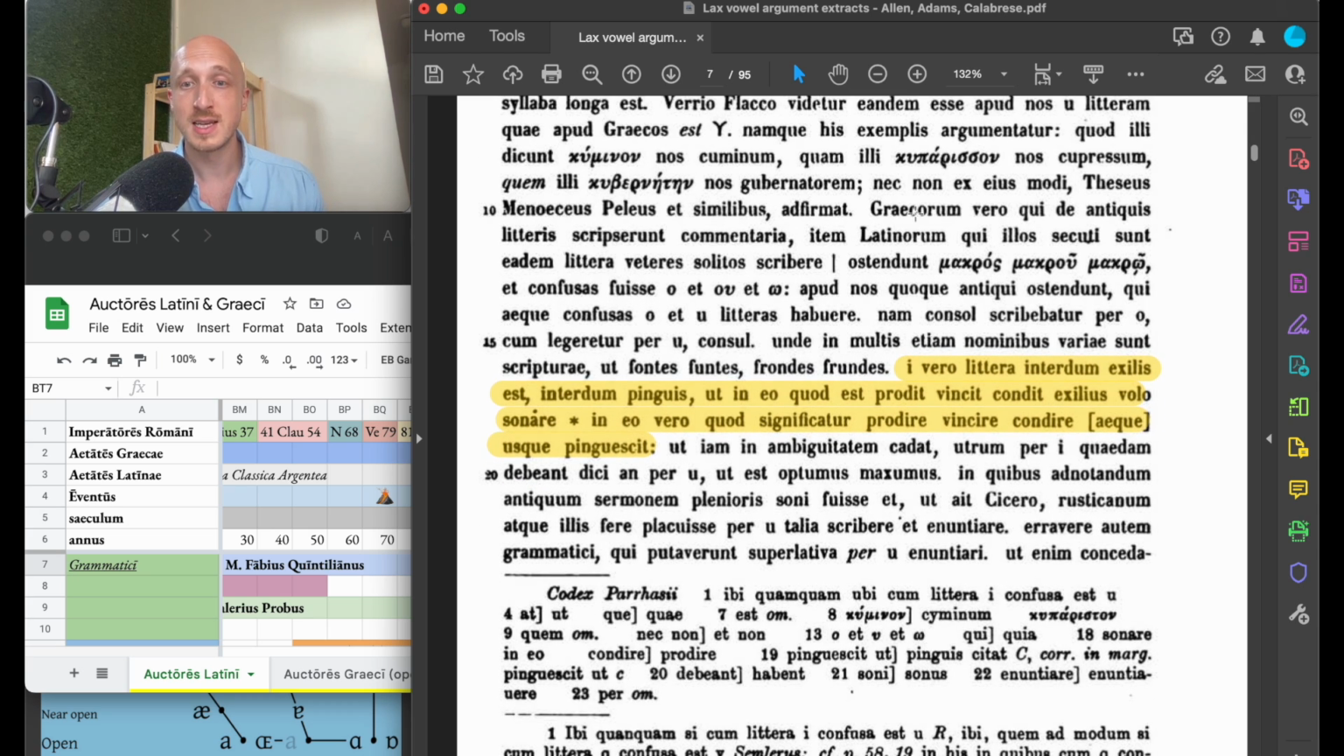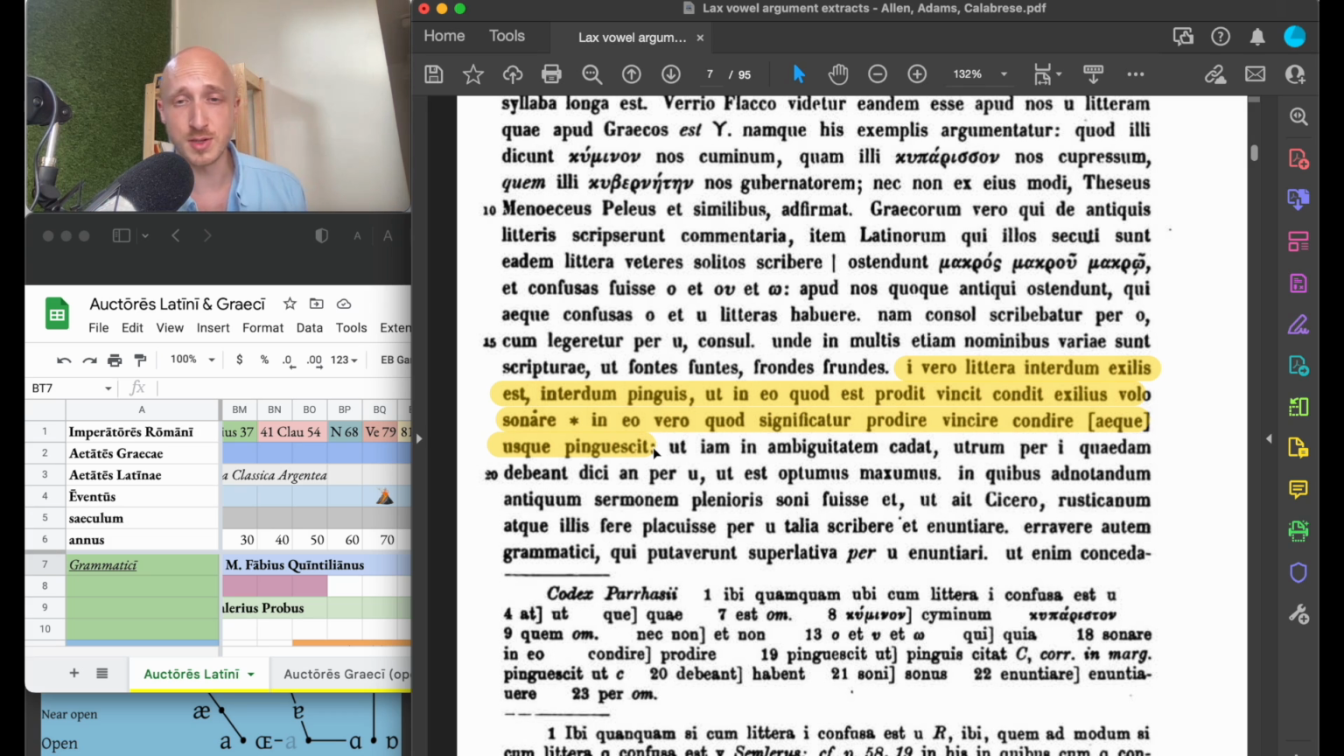So he says, I vero litera intertum exilis est intertum pinguis, ut in eo quod est prodit, vincit, condit, exilius volo sonare. So I want to sound more exilis. In eo vero quod significator prodire, vincire, condire, aeque usque pinguescit. So here we have a pretty significant problem.